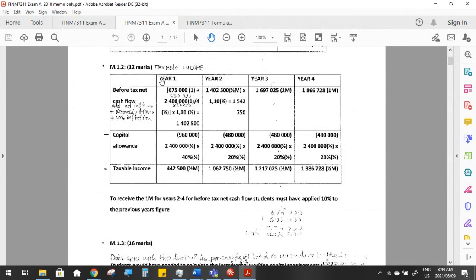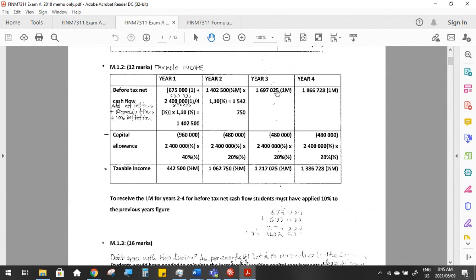Okay, so here we start. So year 1. Remember, in year 0, my cash flow is 675. They said currently, which means year 0. So in order to calculate my cash flows for year 1, I'm taking 675. I'm adding back the depreciation, which you have to calculate as being the capitalized value of the machine divided by 4, because it's over 4 years of the project. And then you are multiplying that by 1.10. In other words, you're adding 10% onto that to get your cash flow for year 1, 1402500.